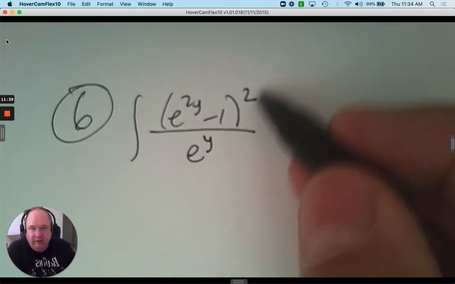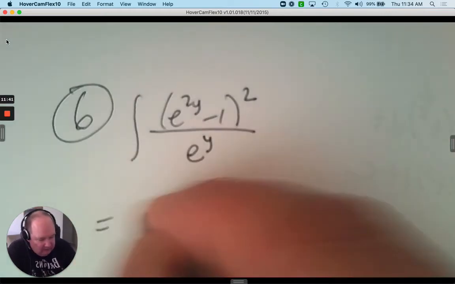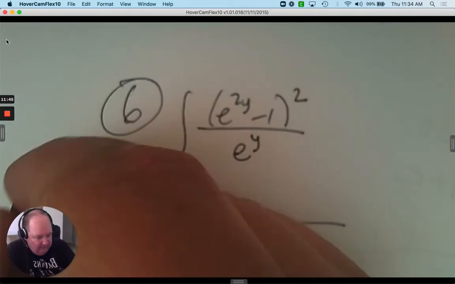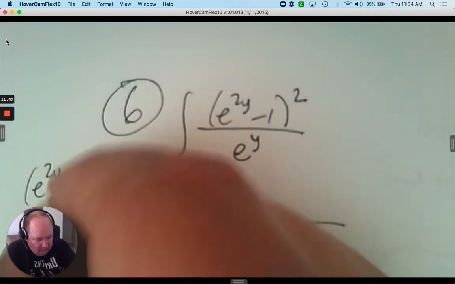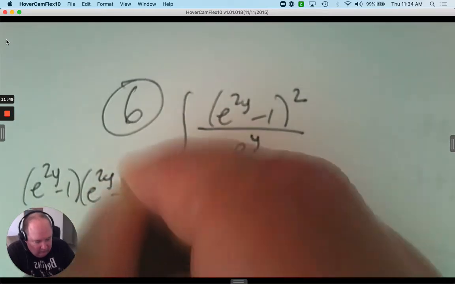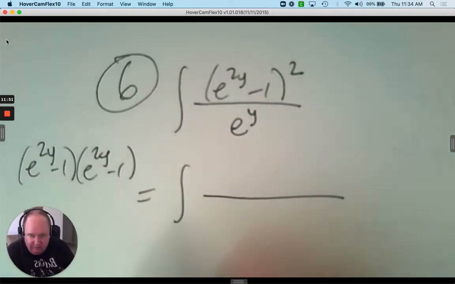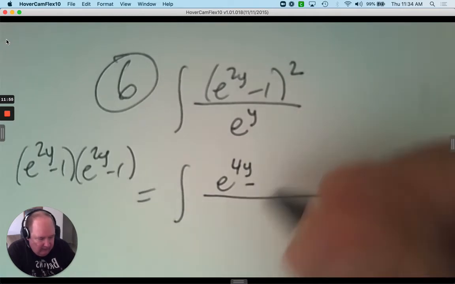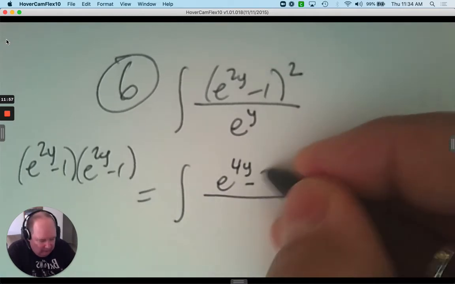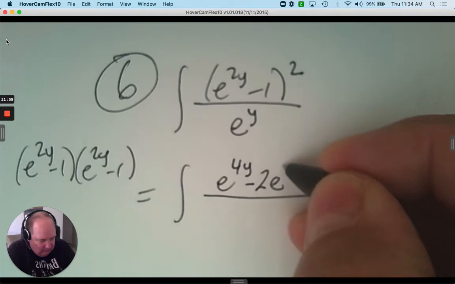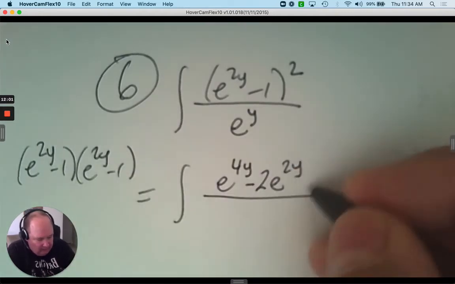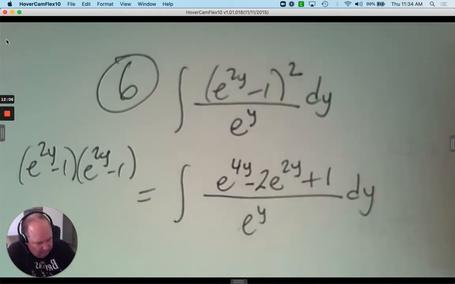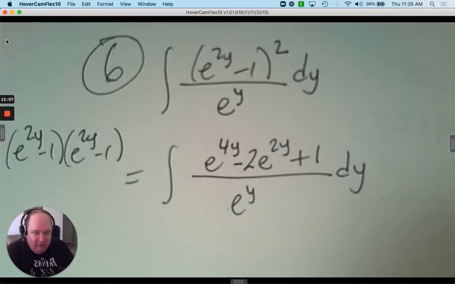So whenever I see squaring, a direction I can go is I can FOIL it. So I can go e to the 2y subtract 1, e to the 2y subtract 1, like multiply it out. You get e to the 4y, you get minus 1 and minus 1, which is minus 2e to the 2y, and then negative 1 times negative 1 is 1. So you've expanded it.